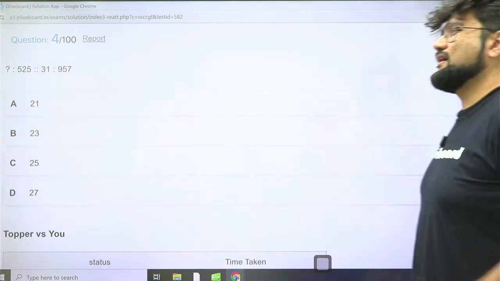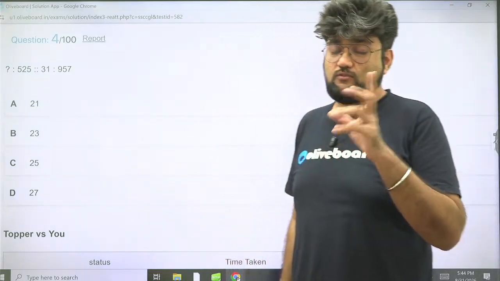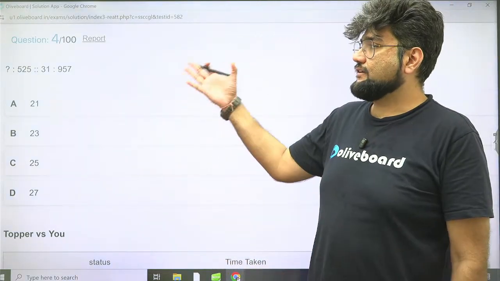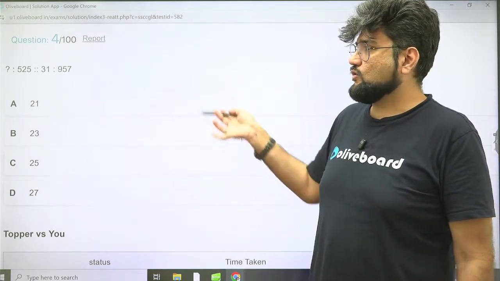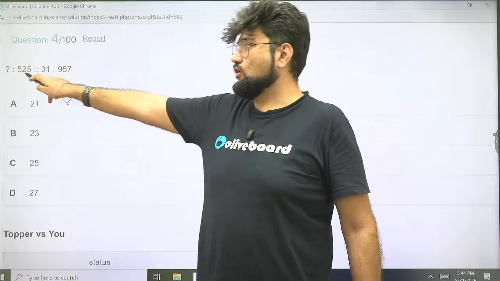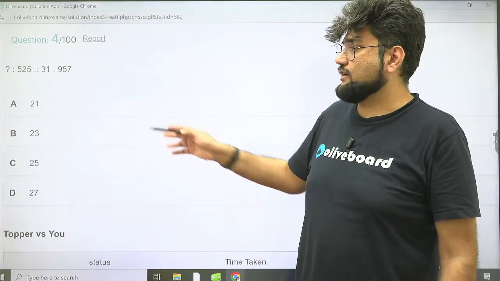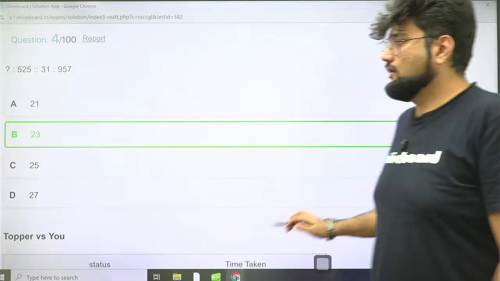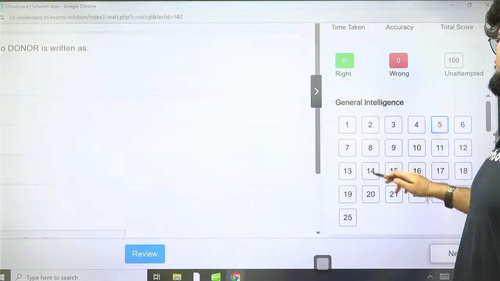Now 31 square, I think nowadays it is quite common for everybody to tell you to remember squares till 50. And that is the benefit. 31 square is 961. 961 minus 4. So 31 square minus 4. So if I add 4 here, I get 529, which is 23 square. So 23 will be the correct answer. Cool. Option B. 20 seconds. Next.